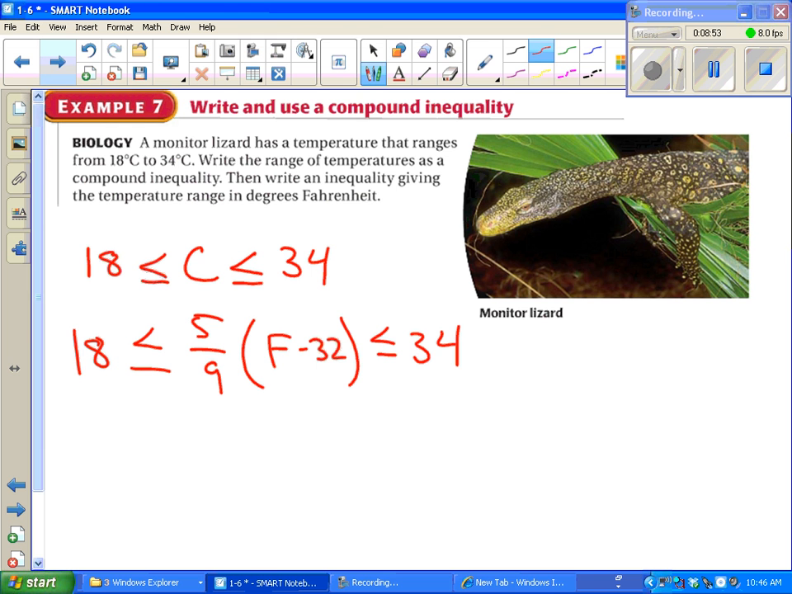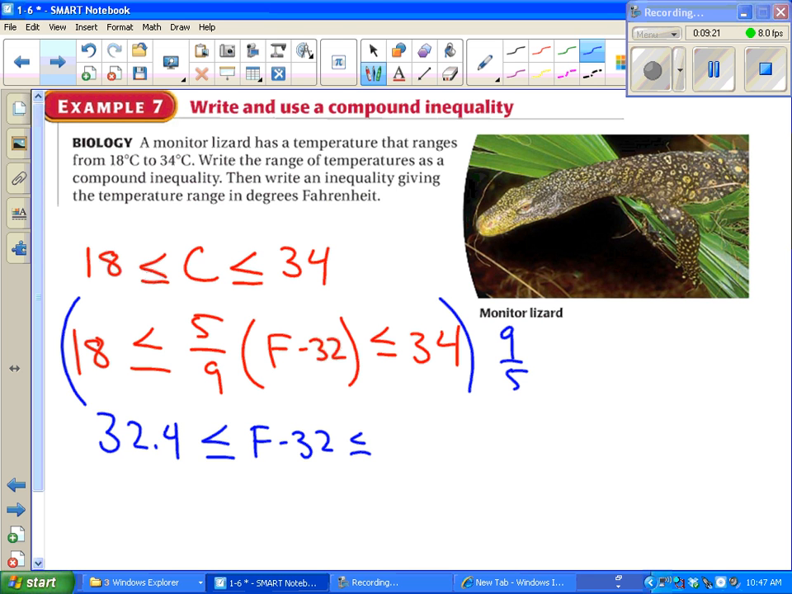Now we have to go through and solve. A couple of tips when you're solving this on your own. You see that 5/9; to get rid of it, multiply everything by 9 over 5. That's going to give you some decimals, but that's okay. You have 32.4, F minus 32, and 61.2.